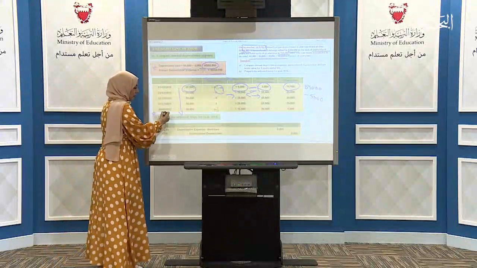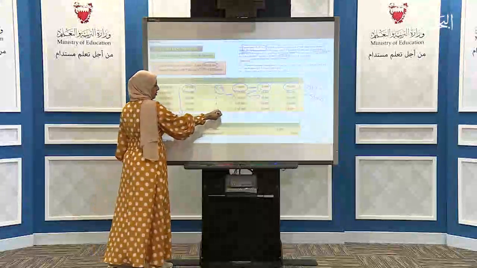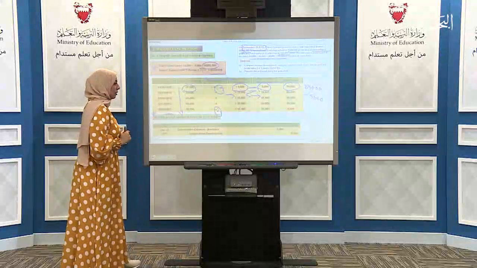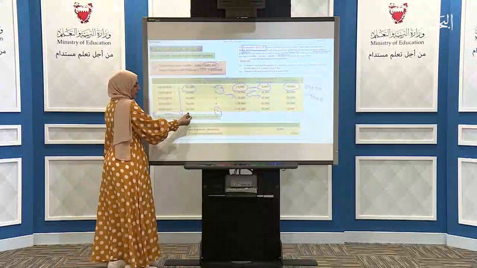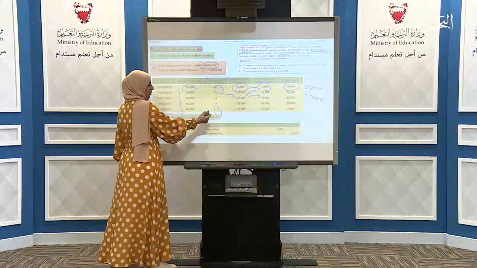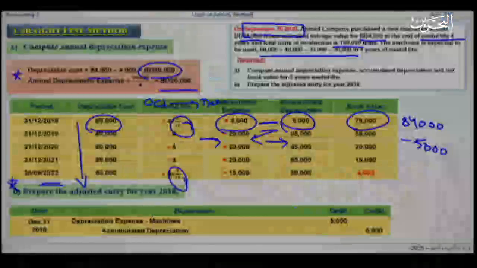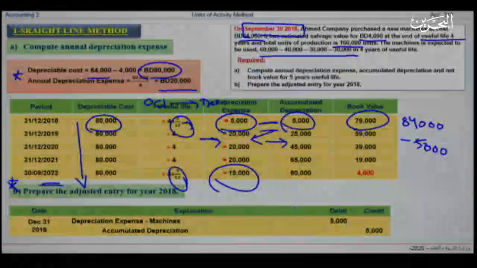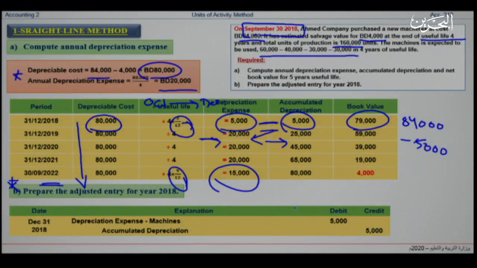I will add one more year just to take the remaining period, which is 9 months. I will take the depreciation cost, 80,000, divided by the useful life, multiplied by the remaining period, which is 9 months. I will get the depreciation expense of 15,000. When I check the periods, this is 1, 2, 3, and this is the fourth period.